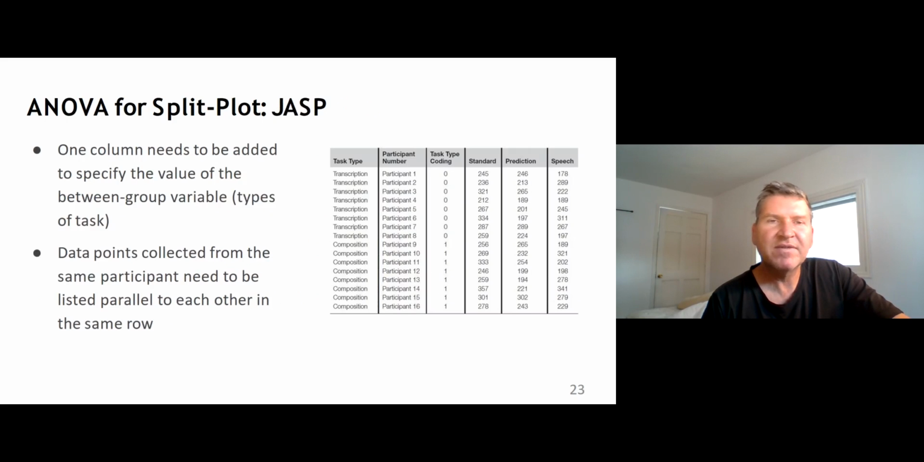So we have to have some kind of coding, which we do with the between group, to specify the value of the type of task. So here we have task type coding, where we have 0 or 1 to refer to the transcription or the composition. And then we have 3 separate columns for the scores, what they got using each text entry method.